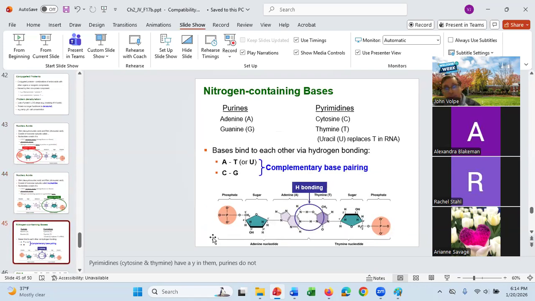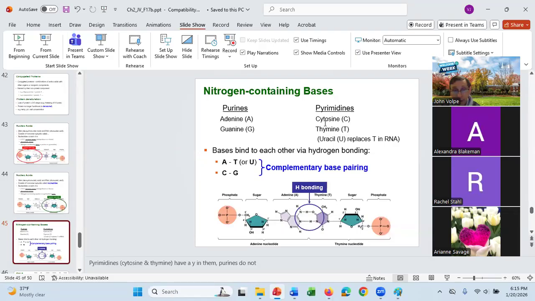For the purines, they are adenine or A and guanine or G. And these are 2 of the nucleotides you find in DNA. The other 2 nucleotides you find in DNA are cytosine and thymine. Cytosine or C, thymine or T. Cytosine and thymine are pyrimidines.